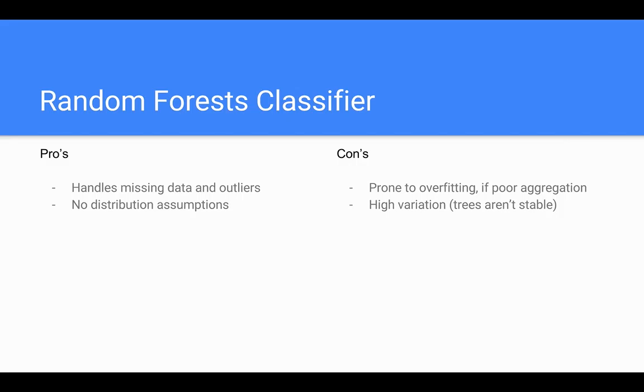The pros are that with random forest, let's say we have categorical data and we're missing some values that we don't know yet, this will work really great for that. Basically, you don't need to know all the data up front. It can handle outliers, and you also don't have to make any distribution assumptions. Because of this, there's high variation. The trees are not as stable because they're changing as data flows in, but for this reason they're also prone to overfitting if the aggregation is not done properly.